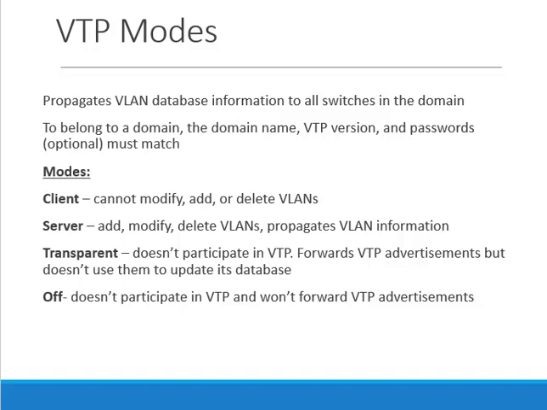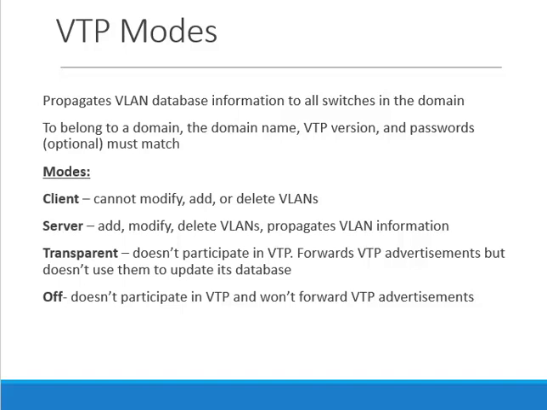In client mode, you can't modify VLANs, you can't add them, you can't delete them. It just takes the information from the server that's advertised out and updates its VLAN database accordingly. In transparent mode, the switch doesn't participate in VTP, but it will forward VTP advertisements. It just won't use them to update its own VLAN database. And remember, the VLAN database is saved in Flash. That's that VLAN.dat file. It's not saved in your running config or in NVRAM. It's saved in Flash.